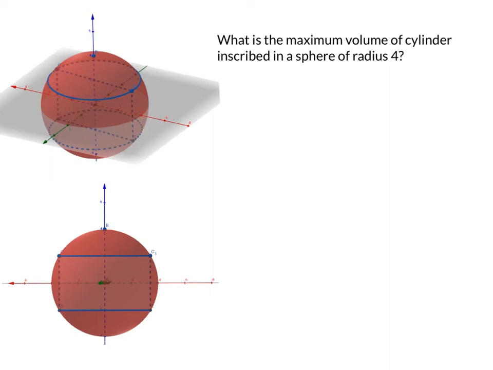So the question for today is, what is the maximum volume of a cylinder inscribed in a sphere of radius 4? Before we label our diagrams, let's start off with the function that we're going to optimize, which is the volume of a cylinder. The volume of the cylinder is pi r squared h. And let's find r and h in our picture here.